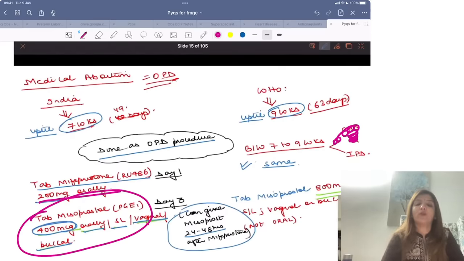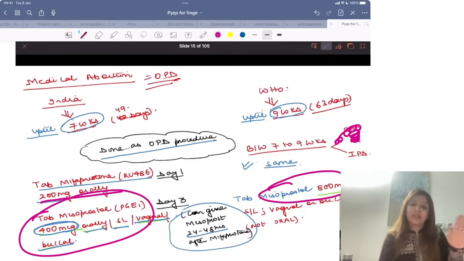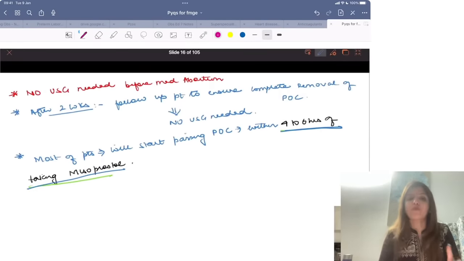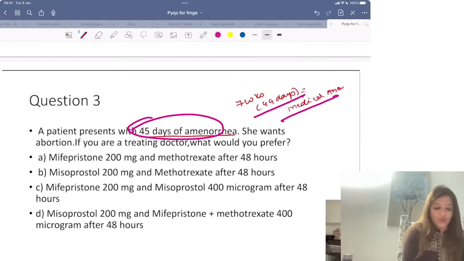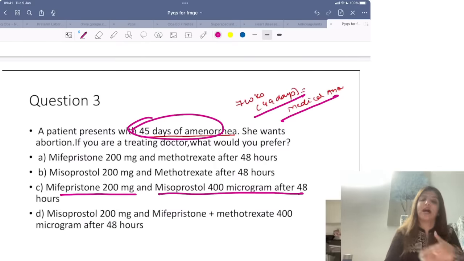Then in case you are doing abortion between 7 to 9 weeks, so day 1 same rehta hai. You have to give 200 milligrams of mifepristone, but now the misoprost which you have to give is 800 micrograms, right? So up till 7 weeks, hum 400 micrograms dete hai. After that, hum 800 micrograms dete hai. And then after 2 weeks, we call the patient for follow-up to see whether the process of abortion is complete or not, right? So now, over here, 45 days pe patient has come to you. So you are going to give 200 milligrams of mifepristone and 400 micrograms of misoprost after 48 hours. Clear to all of you? Yes?